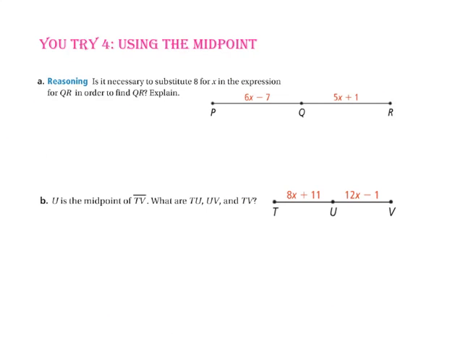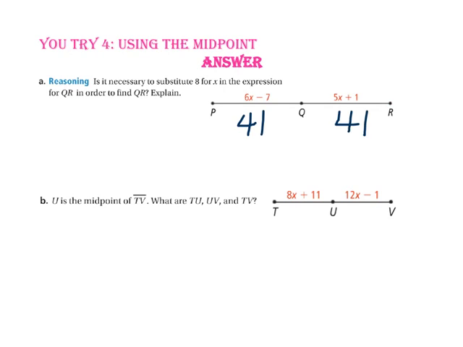Now pause the video and try number 4. For part A, it is not necessary to substitute 8 in for x in the expression for the length of segment QR because we've already substituted 8 in for x in the expression for the length of segment PQ. Since Q is the midpoint of segment PR, we know that segment PQ has the same measure as segment QR. Therefore, both segments have a measure of 41 units.